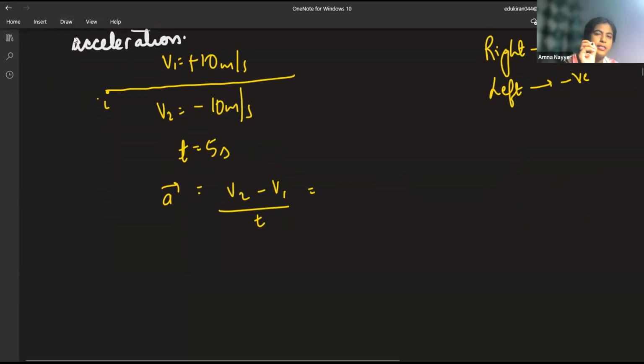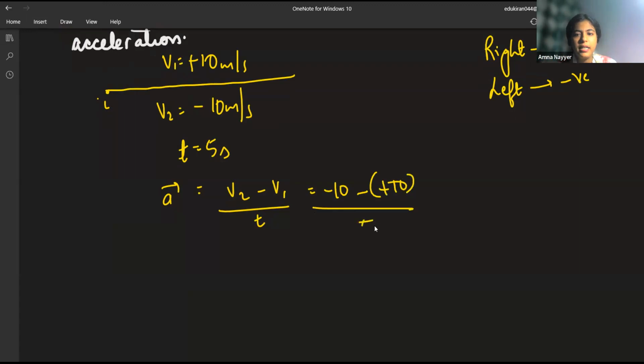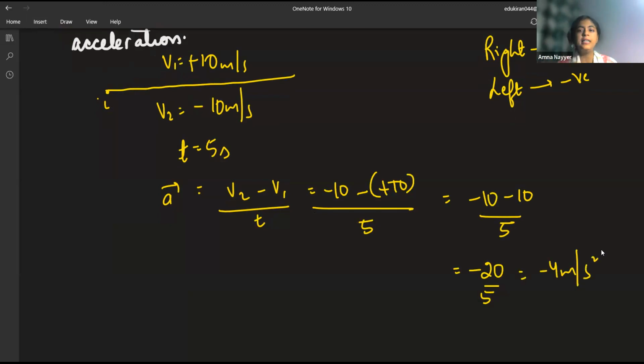Just understand these types of questions are very simple. The calculation part is very easy. It's just that you have to remember how to solve it. You will be able to solve it. Just remember the sign convention. What is V2? Minus 10. What is V1? Plus 10, divided by 5. So it is minus 10 minus 10 by 5, which is minus 20 by 5, which is minus 4 meter per second square. Now, what is this minus sign indicating?